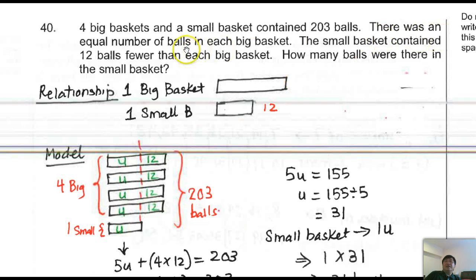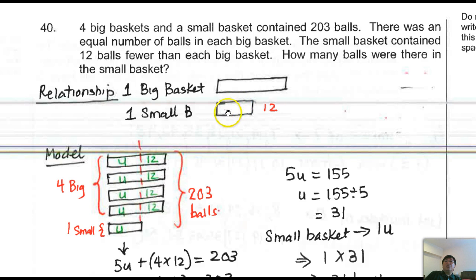Now there was an equal number of balls in each big basket. Okay, now this is only one basket. There could be a few, but for every one of them there will be an equal number. The small basket contained 12 fewer balls than each of these baskets, right? We have dealt with that here. How many balls were there in the small basket? That is the question here.